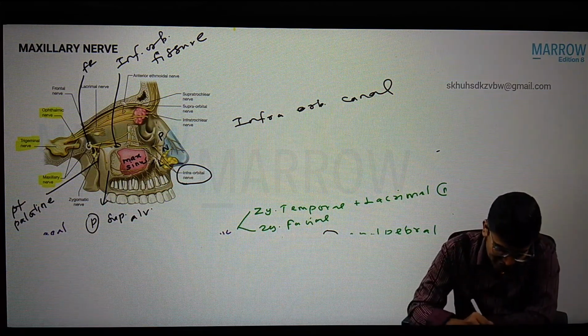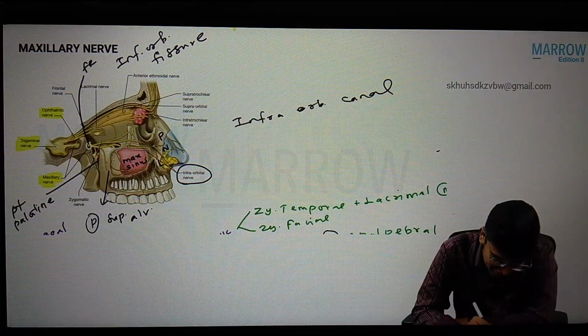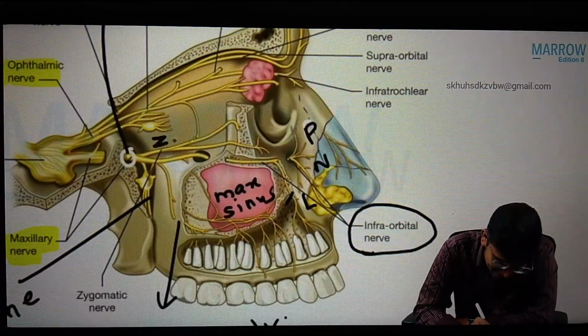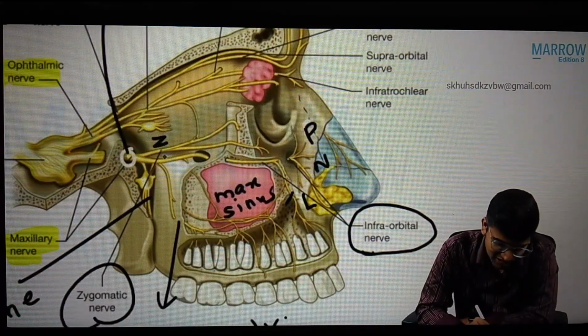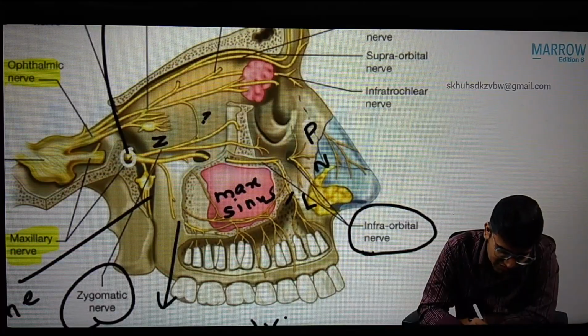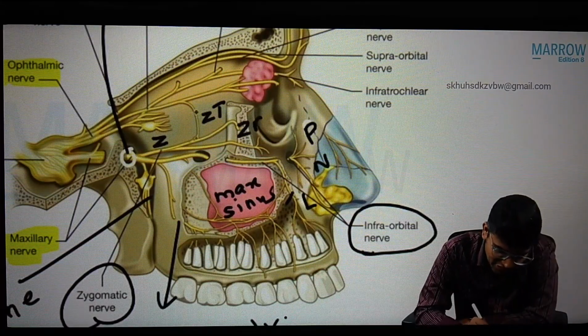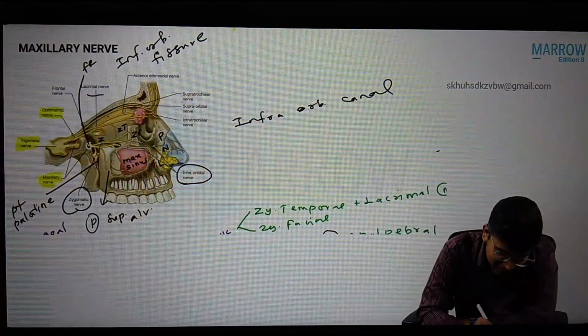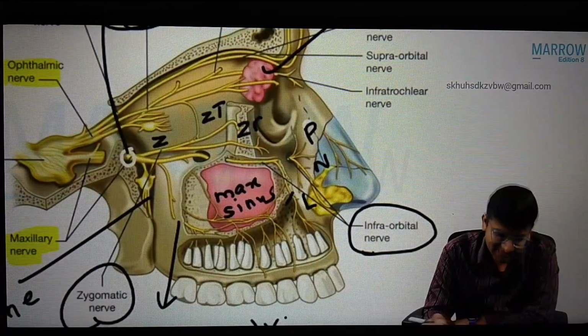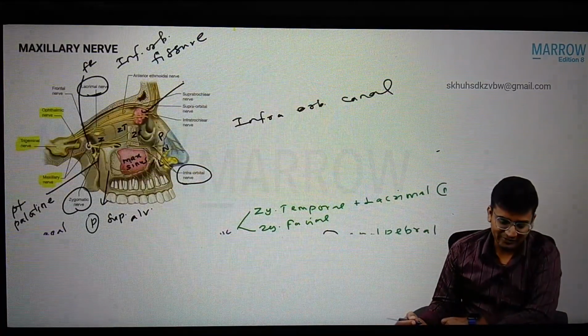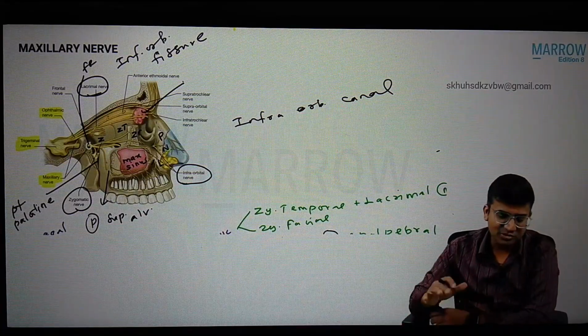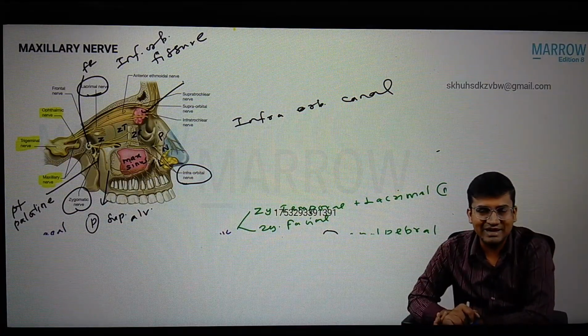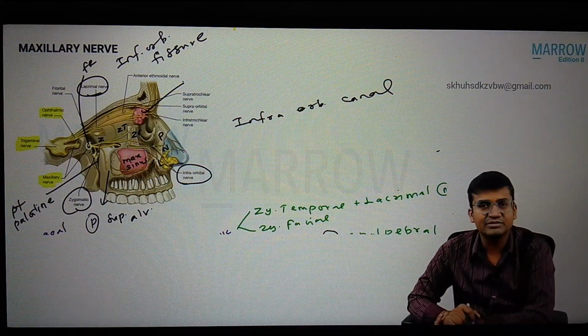And see one more branch. This is the zygomatic branch, I'm writing as Z here. The zygomatic branch divides into the zygomaticotemporal and the zygomaticofacial. Now the zygomaticotemporal joins with the lacrimal nerve and in turn supplies the lacrimal gland. So that's all about the course and branches of the maxillary nerve.